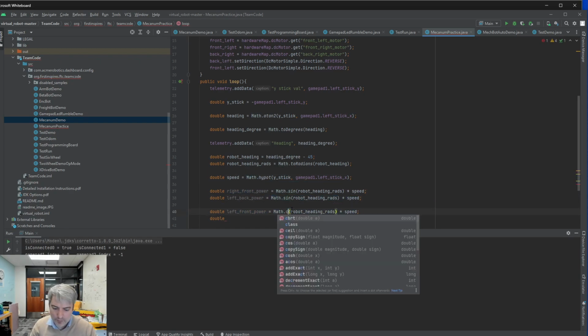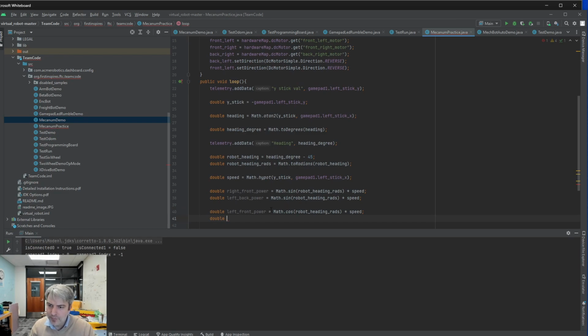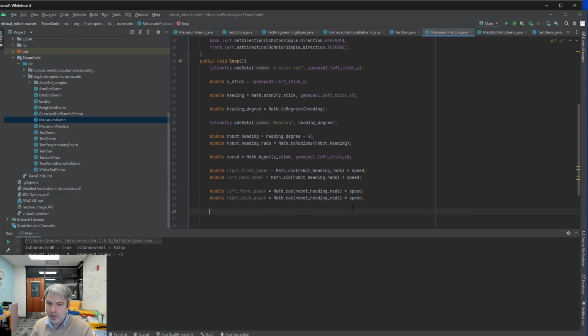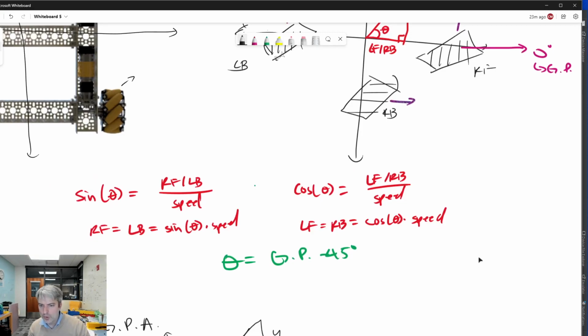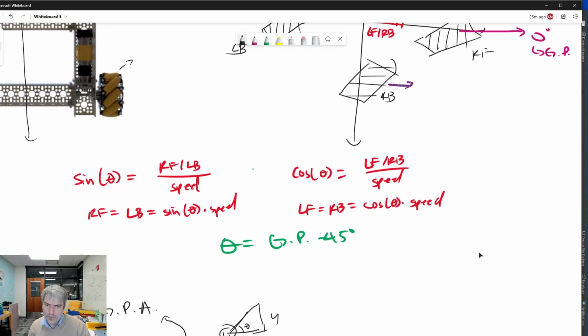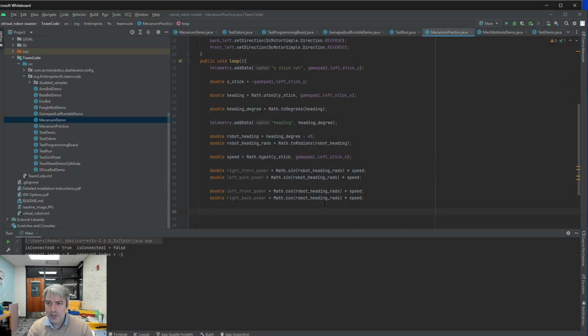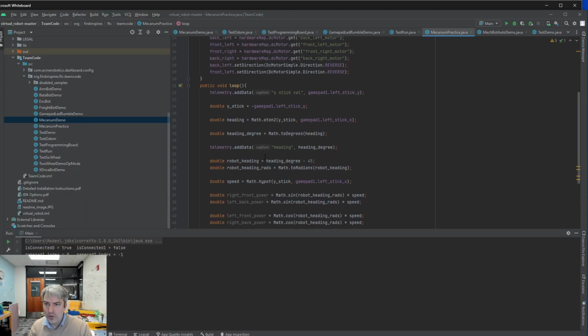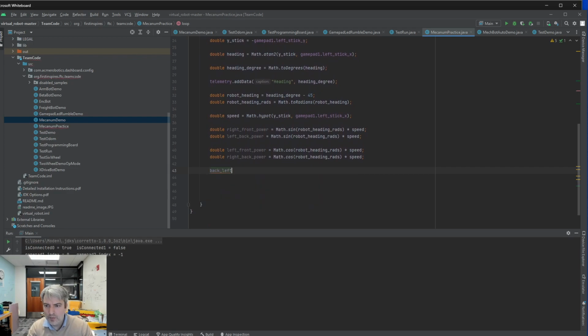I'll be really happy if this works on the first try. We'll see. So now it has to be the opposite. So right back power is equal to the same exact thing. Now we have all that power, and now we just need to set it. Let's get our motors: back left dot set power left back power.